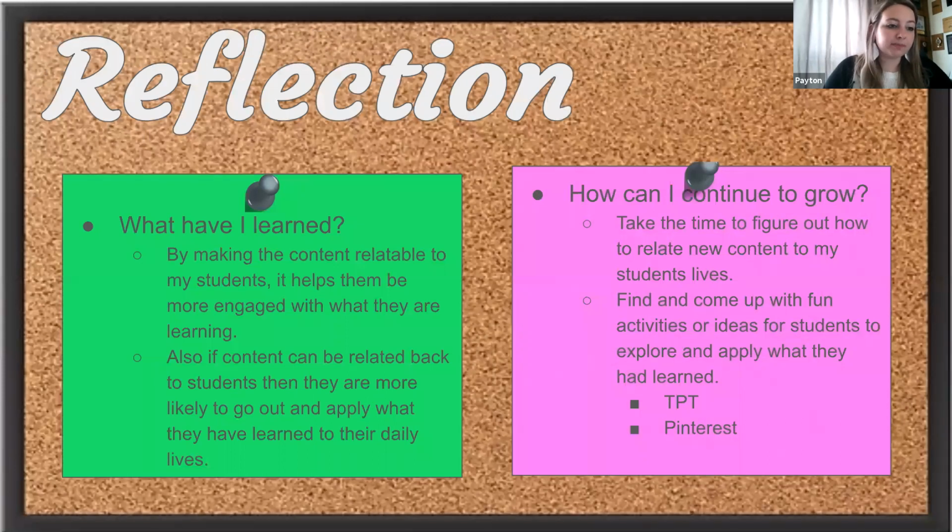For my reflection, I have answered a couple questions. One of them, what have I learned? By making the content relatable to my students, it helps them be more engaged with what they are learning. Also, if content can be related back to students, then they are more likely to go out and apply what they have learned to their daily lives.